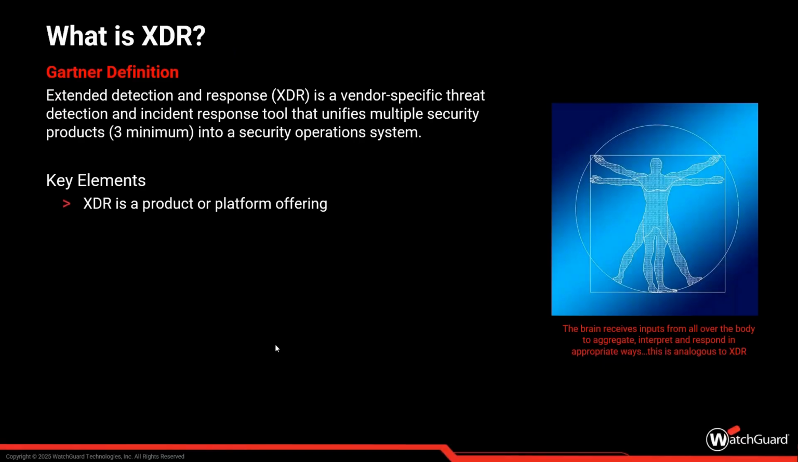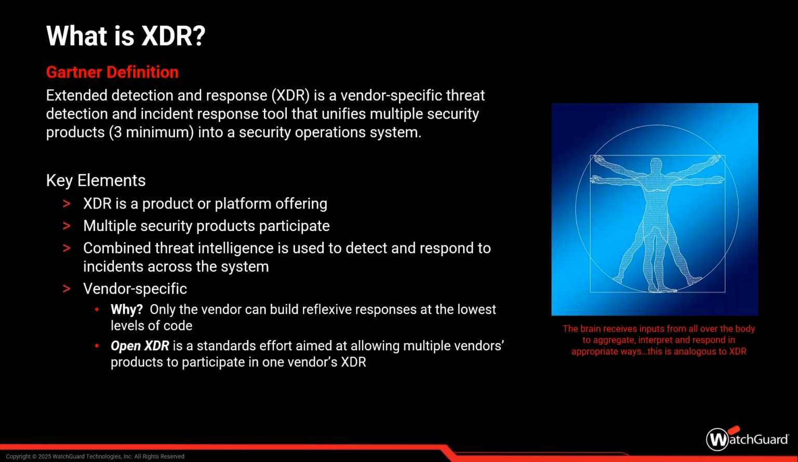And so let's just take a step back. I know, Tom, we started out the presentation with a little bit of a definition on what XDR is, right? Just to look at how Gartner defines it. Extended detection and response, as Tom said, is a vendor-specific threat detection and incident response tool, right? So it is typically a platform approach where a vendor is unifying their various security layers that they offer to aid and improve detection and response capability, right? It requires at least 3 security layers to really be considered an XDR solution, and it combines threat intelligence, again, to help detect and respond to incidents across the system, right?